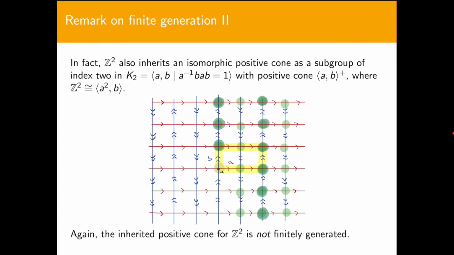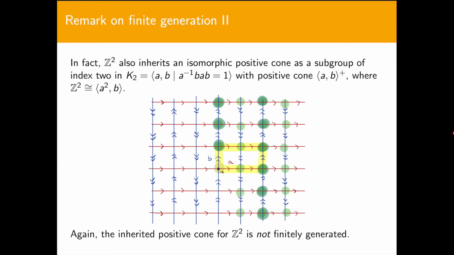In fact, Z squared also inherits an isomorphic positive cone as a subgroup of index 2 in the Klein-Bottle group with generators A, B and relation A inverse B A B. And the Klein-Bottle group will have positive cone generated by A and B. So here I wrote this notation <A, B>+, which means that you get the semigroup generated by A's and B's. And what that means is that you get the set of all positive words over A and B. And by positive word, I mean that there are no A inverses or B inverses in the words, only A's and B's.